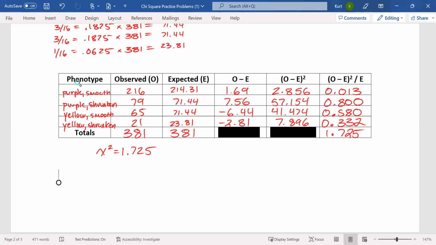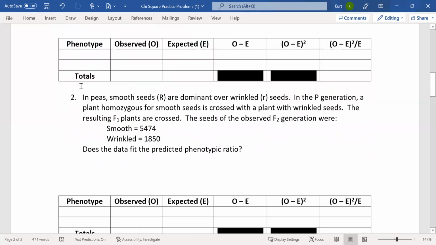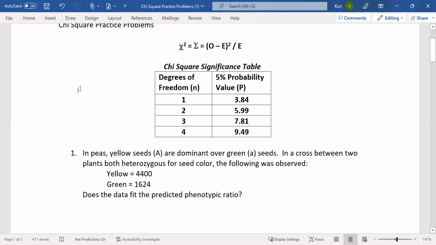3. You always take your total number and subtract 1 from it. So you have 3 degrees of freedom. If you went to the top of your worksheet, what is the critical value for 3 degrees of freedom? 7.81, right there. That is your critical value.